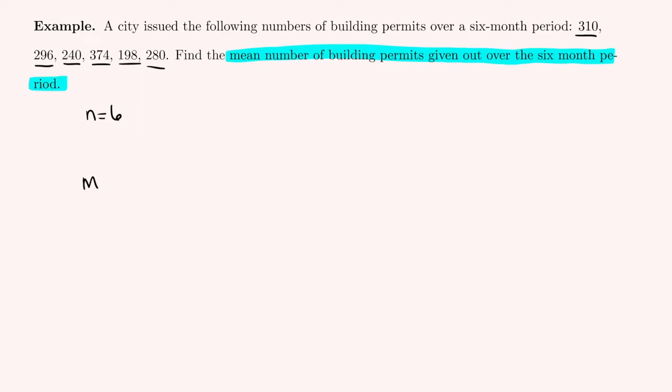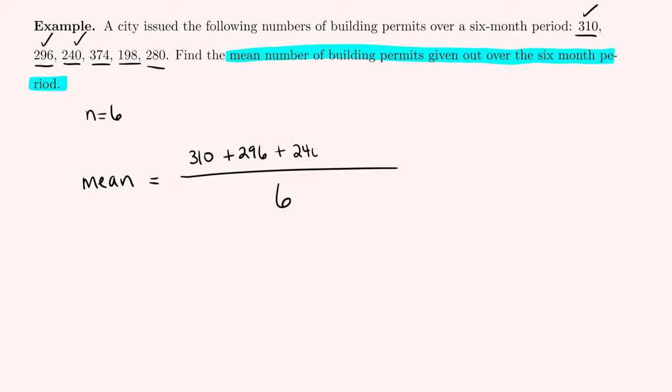In order to find the mean, we will add up all the data entries and then divide by the number there are. So we already know the number is 6. Let's add up all the entries together. So I'll take the 310, add that to the 296, add that to 240, add that to 374, add that to 198, and finally add that to 280.